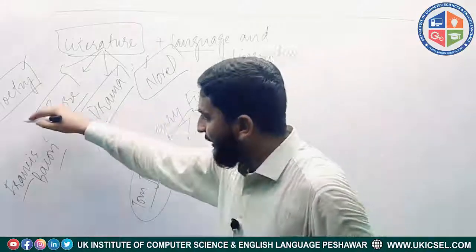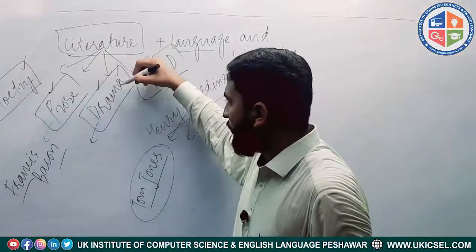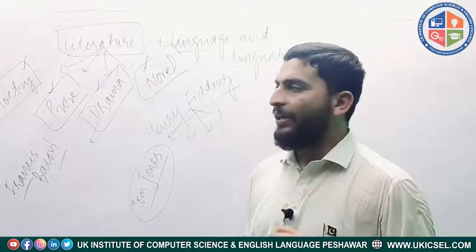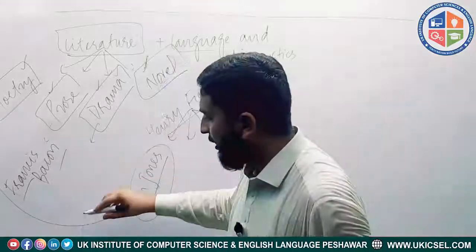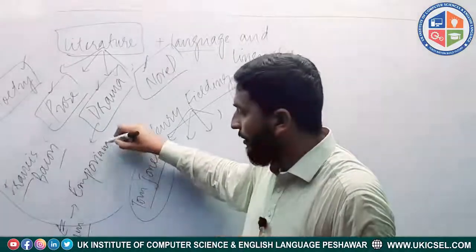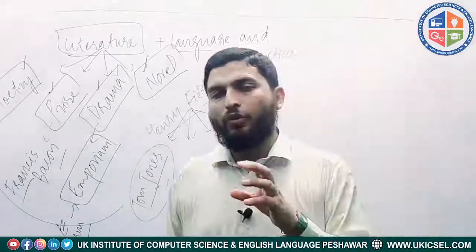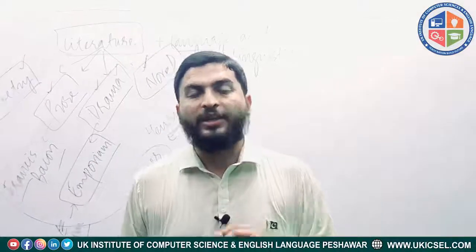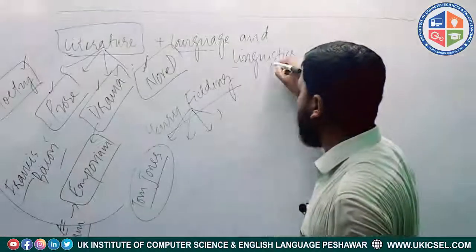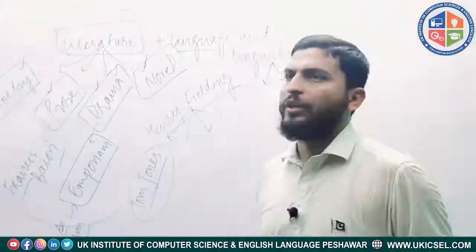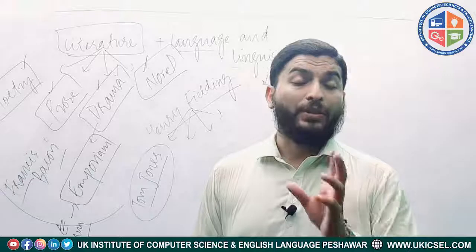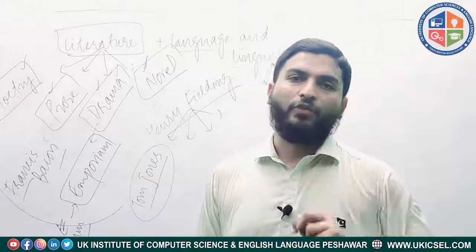For poetry, prose, drama, and novel, you have to buy one book, and the name of that book is Emporium. You have to buy the Emporium series. It's a book of English literature, so you have to prepare English literature MCQs from Emporium. The second thing is language and linguistics. In language and linguistics, you cannot mark something from your own mind without good reason, because language is very solid in nature.